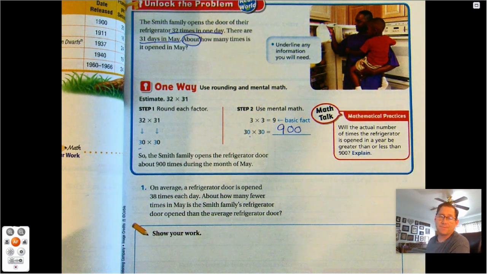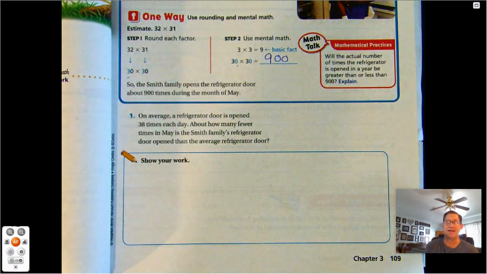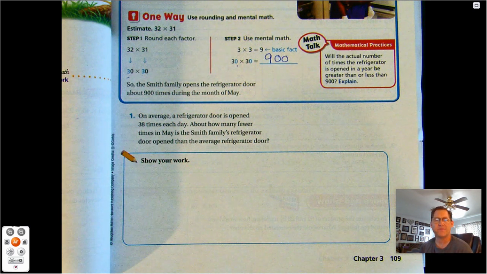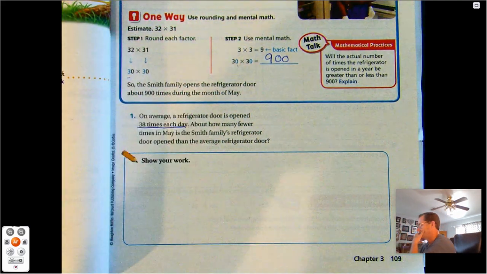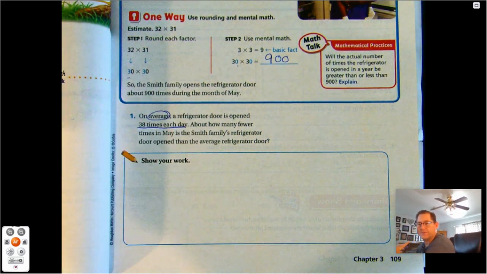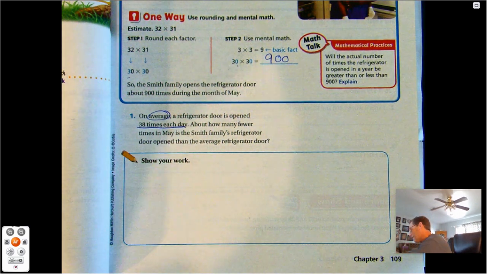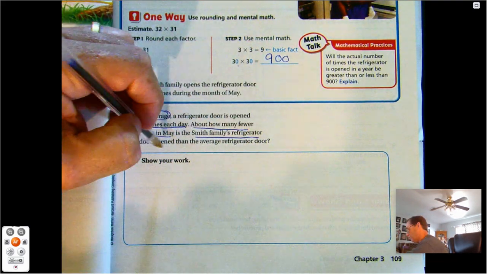Number one, on average, a refrigerator door is opened 38 times each day. About how many fewer times in May is the Smith family's refrigerator door opened than the average refrigerator door? So on average, it's 38 times. So that means some are going to be less, some are going to be more. But on average, 38 times per day. About how many fewer times in May is the Smith family's refrigerator door opened?